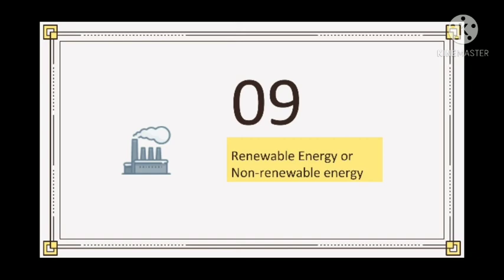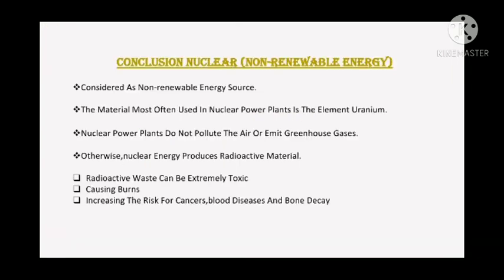Renewable energy or non-renewable energy. In conclusion, nuclear is considered a non-renewable energy source. The material most often used in nuclear power plants is the element uranium. Nuclear generation is the only source of electricity that can produce a constant supply of power, known as baseload power. Otherwise, nuclear energy produces radioactive material. Radioactive waste can be extremely toxic, causing burns and increasing the risk for cancers, blood disease, and bone decay.